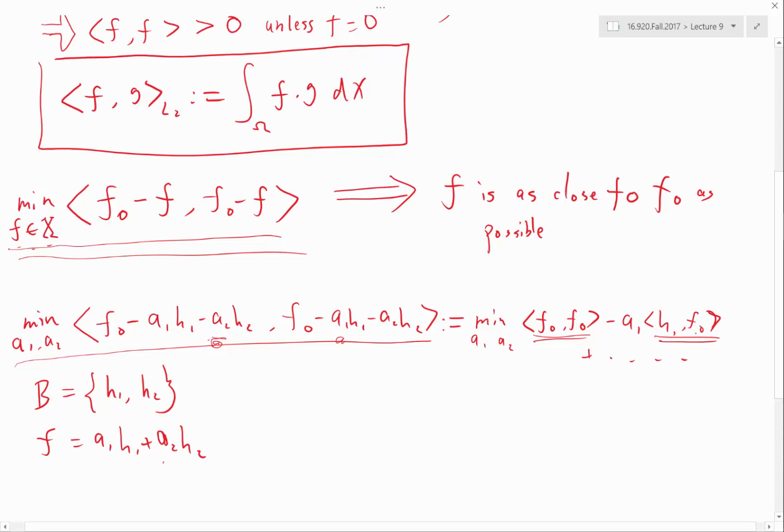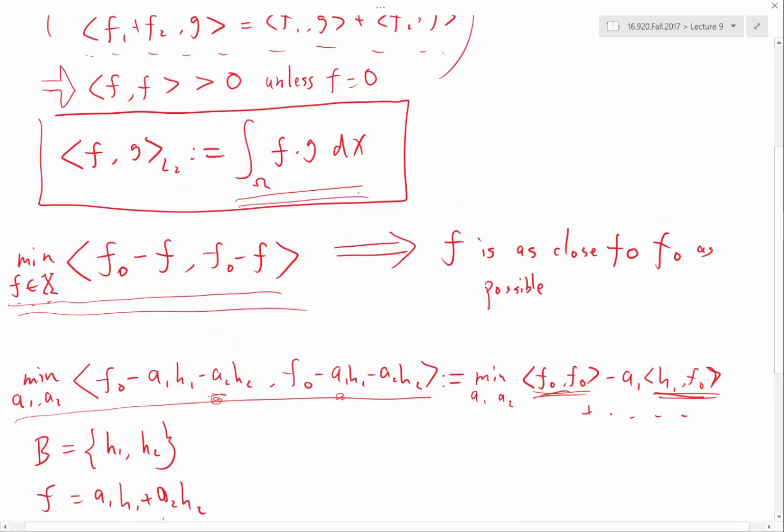Minimizing a quadratic function is basically equivalent to solving a linear problem, because the derivative of this objective function with respect to a1 and with respect to a2 has to be 0. So all of this has been reduced into a linear system. If we have the basis, if we have the function, and if we can compute these inner products, which for this case is just the integral between these functions. So that's where the idea of finite element comes from.